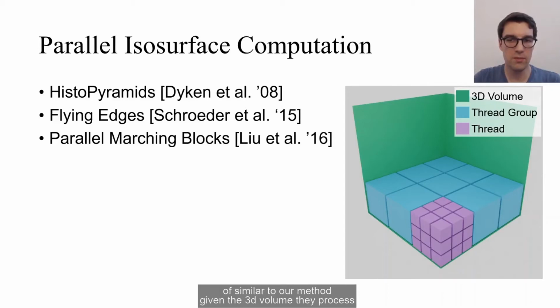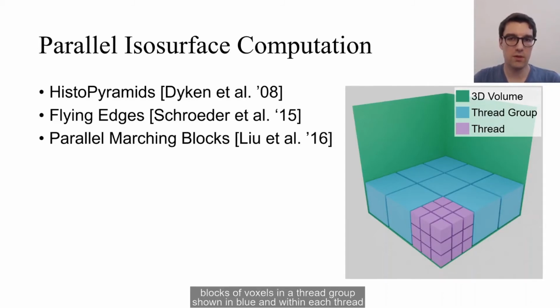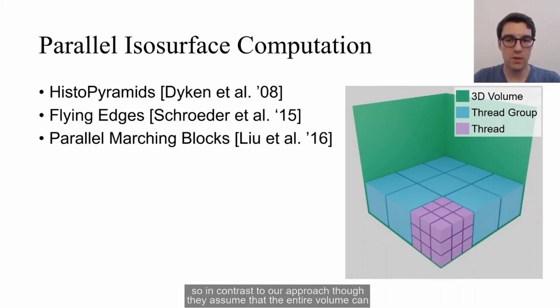And Liu et al.'s parallel marching blocks block-based work decomposition is similar to our method. Given the 3D volume, they can process blocks of voxels in a thread group, shown in blue, and within each thread group, a thread is assigned a dual cell, which is shown in purple here. In contrast to our approach, though, they assume that the entire volume can be stored on the GPU in a single 3D texture, and they only use the block decomposition to accelerate computation by skipping unoccupied blocks. Within each block, they perform flying edges.